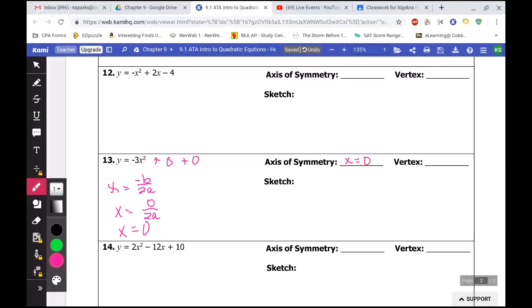like that. And then for your vertex, if you plug that 0 back into the original equation, you're still going to have 0. So that means your vertex is going to be 0, 0, or the origin. So basically, and this one is negative, so it goes upside down, and you'd put your little vertex like that.